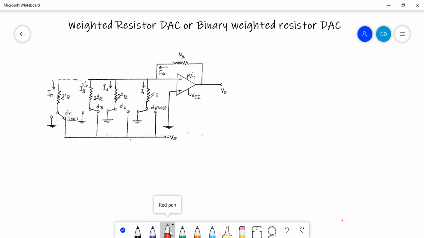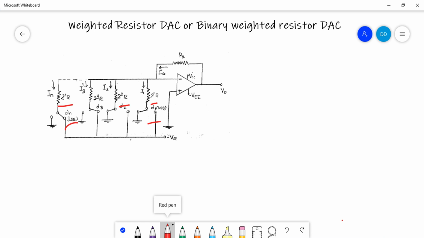The converter uses a summing op-amp with binary weighted resistors 2 to the power 1 R, 2 squared R, up to 2 to the power n R, where n indicates the number of digital inputs or bits. So it has n electronic switches D1 up to Dn, where D1 is the MSB whereas Dn is the LSB.